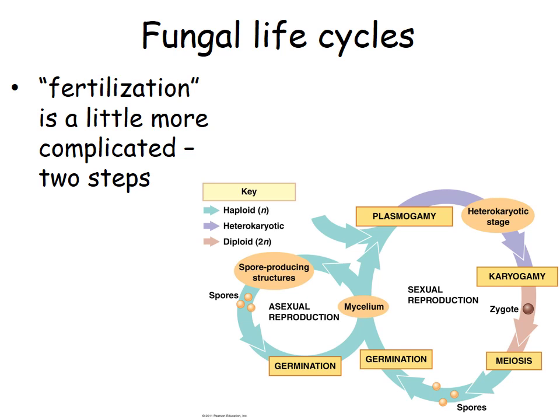And then the zygote goes through meiosis to produce spores. So that's a little different from us and from plants, right? Because the zygote in animals and plants, and some protists for that matter, will produce an embryo which is going to develop into an individual. In the case of fungi, it's really the spores that develop into individuals, that develop into mycelia.